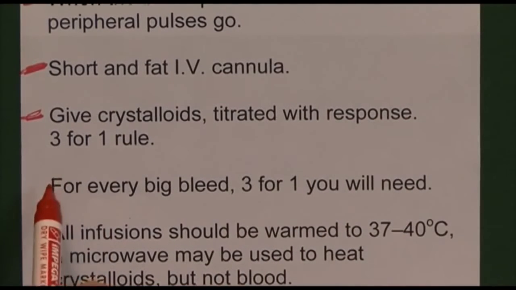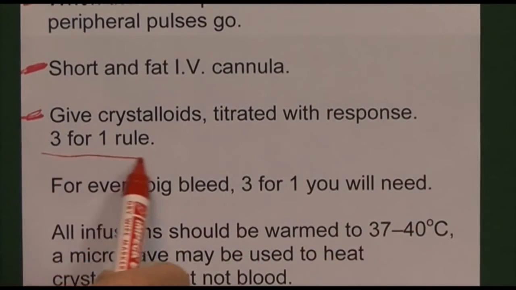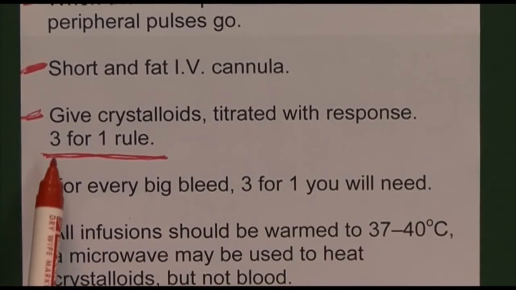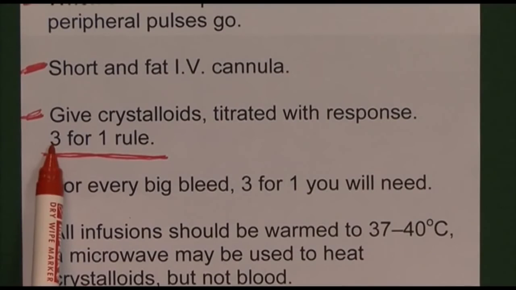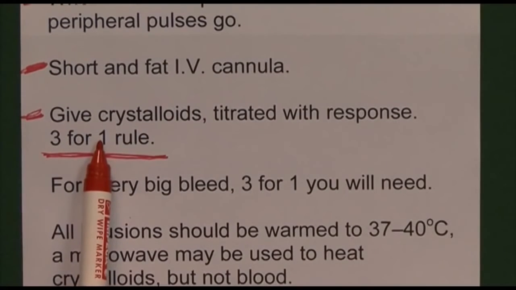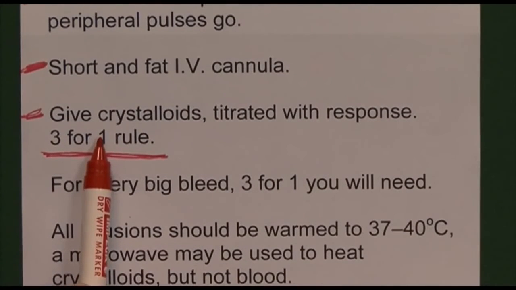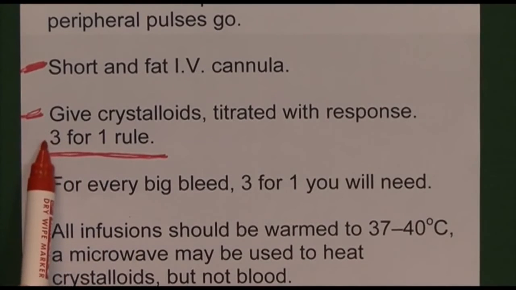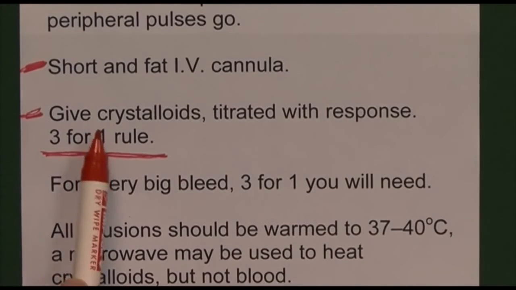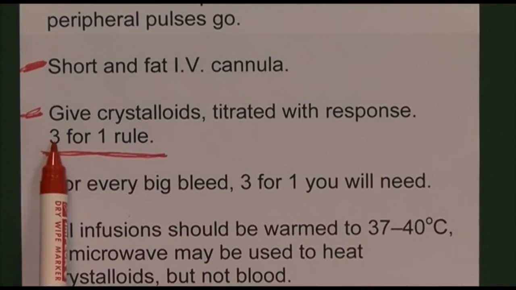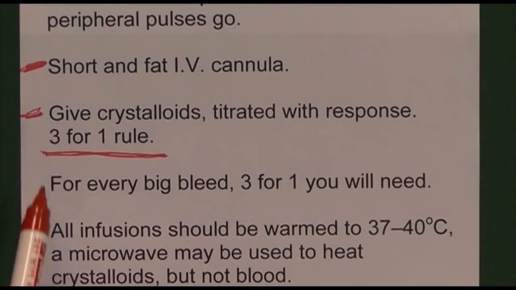But the 3-for-1 rule probably is going to apply in most trauma situations. This means we give 3 mils of crystalloid fluid for every mil of blood that has been lost. So if the patient has lost 1 litre of blood, they're probably going to need 3 litres of crystalloid fluid resuscitation.